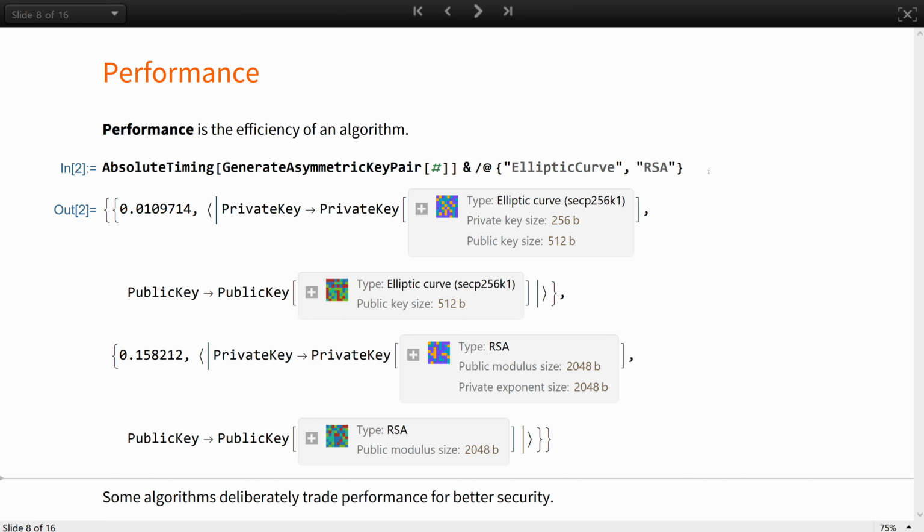Some algorithms also deliberately trade performance for better security. You saw an example of this in the previous lesson, password storage. The key derivation functions are designed to be slow on purpose to make the attacker's task of password cracking much more time-consuming.